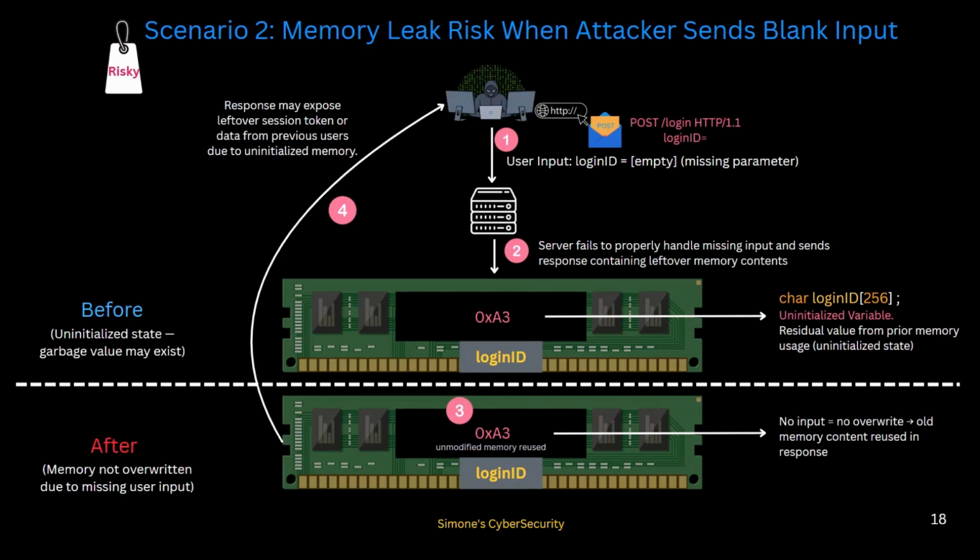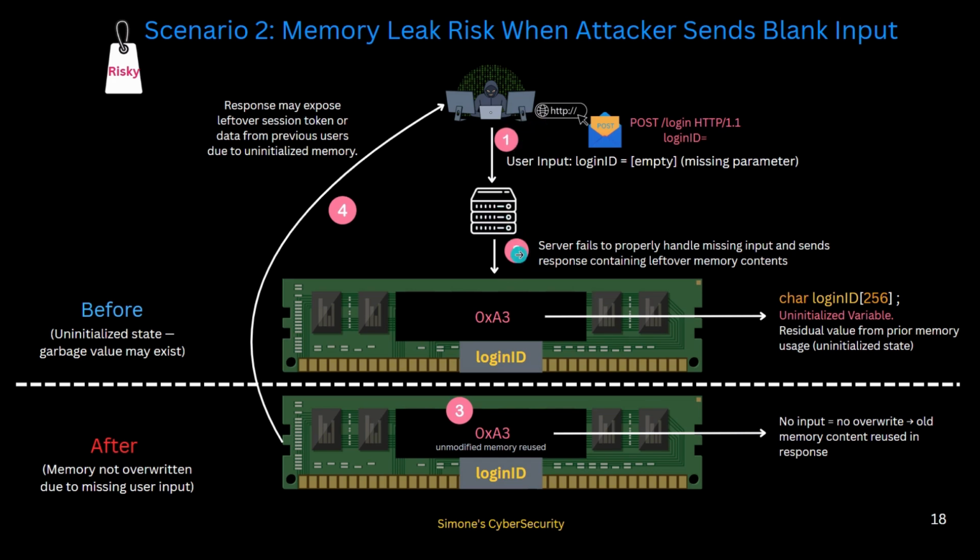Now let's look at scenario 2, which is where things get risky. This time the request is a bit different. The attacker sends a login request but leaves the login ID parameter completely blank. So it looks like this. Login ID equals to empty, missing parameter, no value at all. So in step 1, this empty request reaches the server.